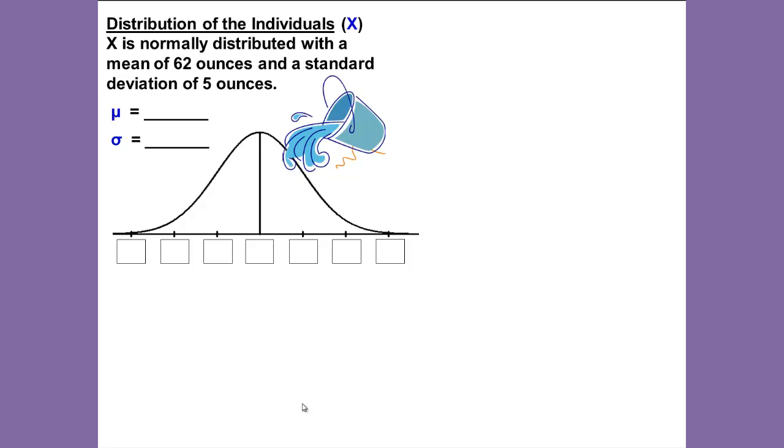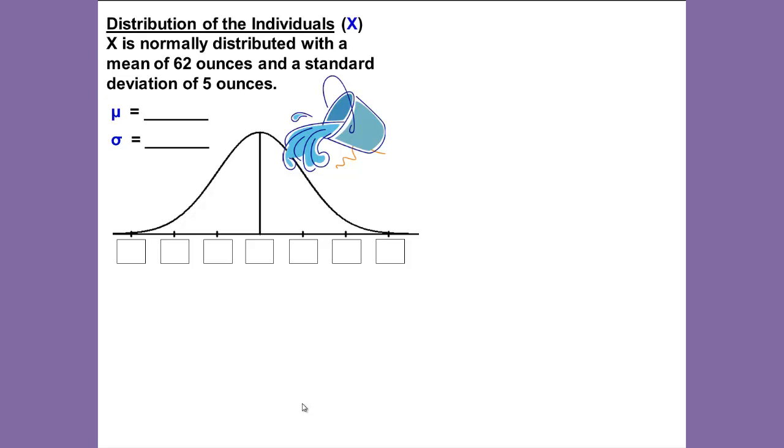Our example begins with buckets of water. We measure the amount of water in individual buckets and let X be the amount of water in the buckets measured in ounces. We find that X is normally distributed with a mean of 62 ounces and a standard deviation of 5 ounces. If we stop here at just looking at the individual buckets of water, we're limiting ourselves in the power of the central limit theorem.